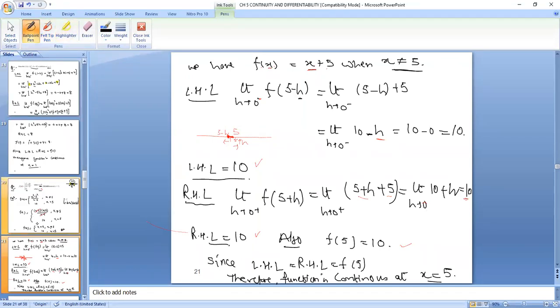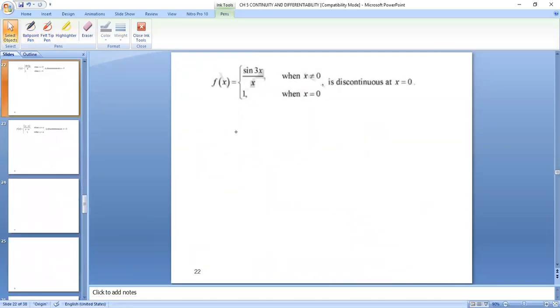Yes, ma'am. Okay. So we will be moving to the next question. f of x is equal to sine 3x upon x, x is not equal to 0, and 1 when x is equal to 0. We have to prove that this function is discontinuous. Same way we will be proceeding at x is equal to 0.